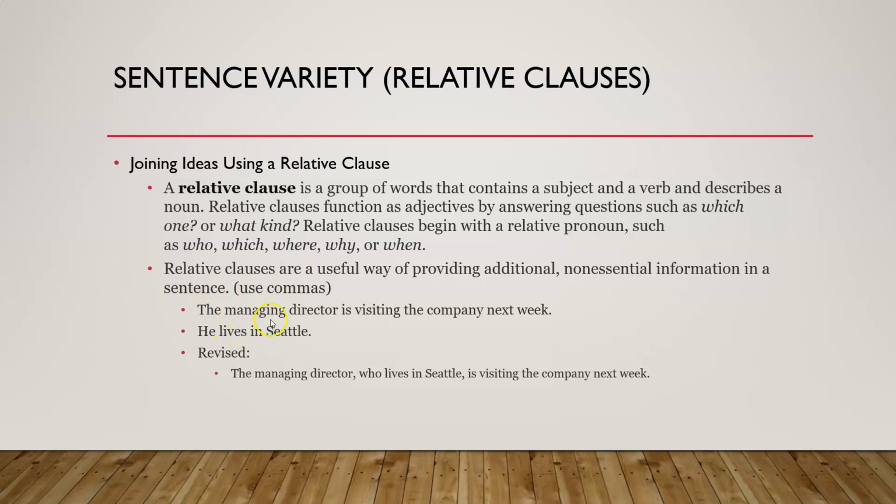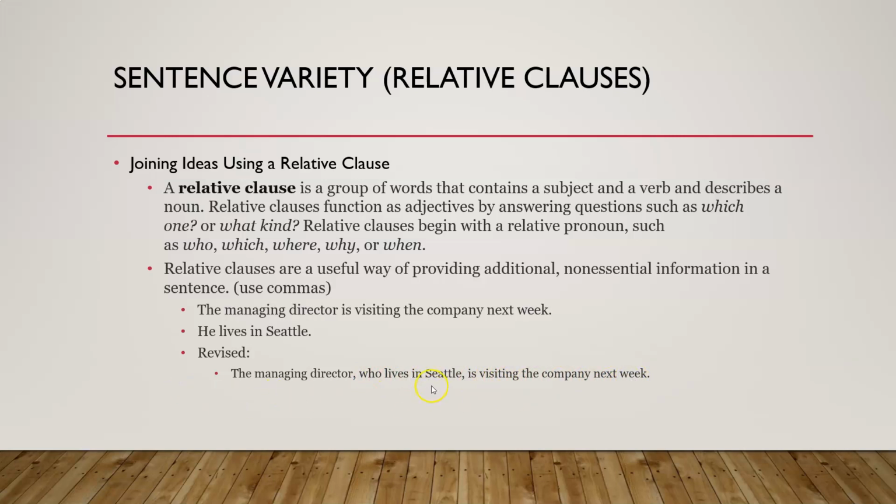Let's take a look at the example here of these two sentences. The managing director is visiting the company next week. He lives in Seattle. Okay, if we combine these two sentences by using a relative clause, first we would want to figure out, okay, which is going to be our main sentence? Probably this one, the fact that he is visiting the company next week. So we can turn this into a relative clause by using the appropriate relative pronoun. In this case, it would be who. And we have the managing director, comma, who lives in Seattle, comma, is visiting the company next week, right?